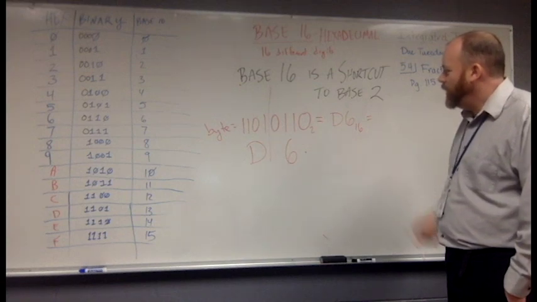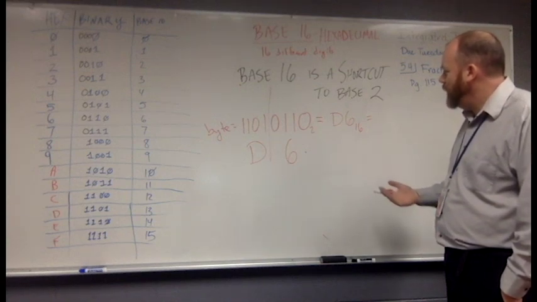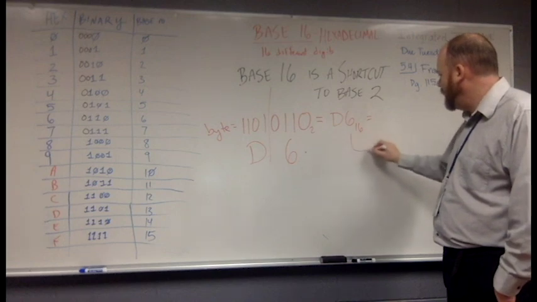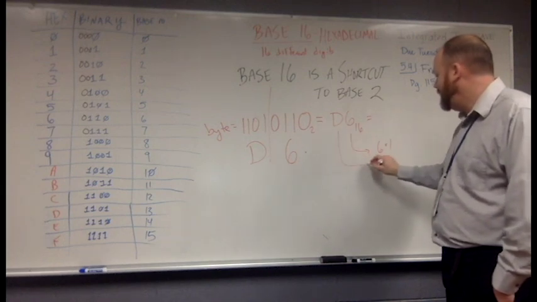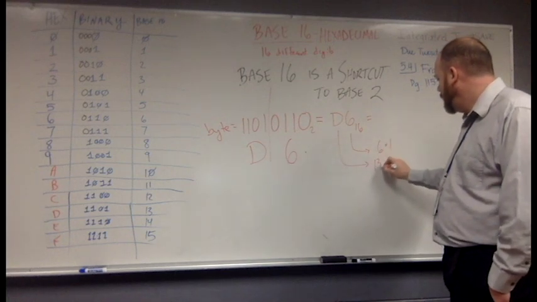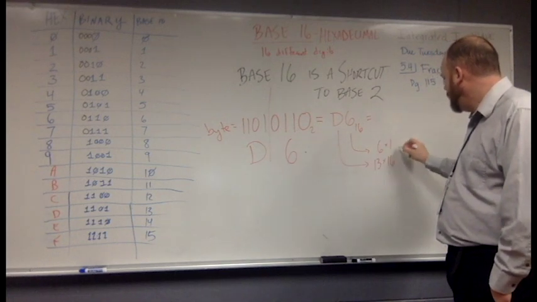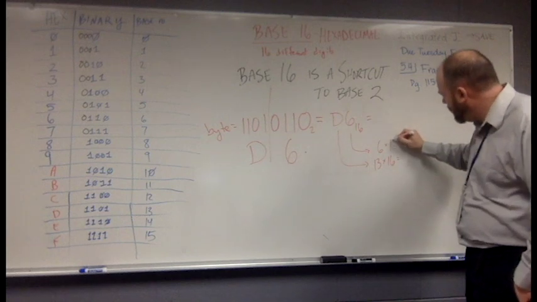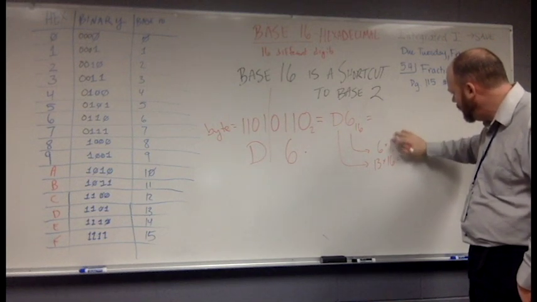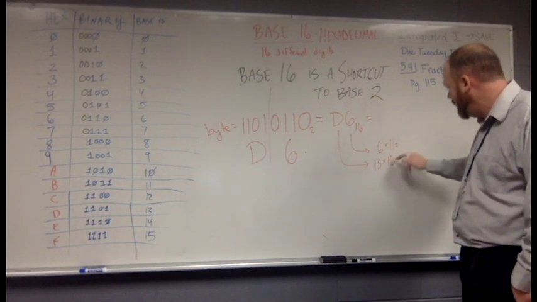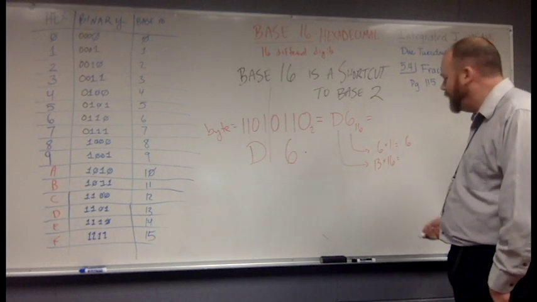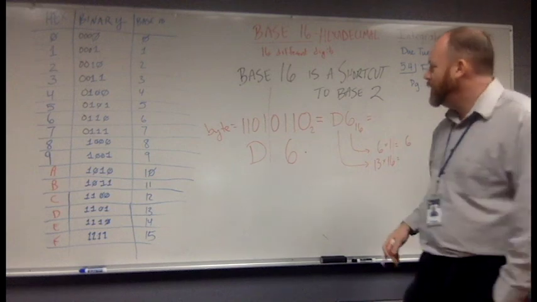And so then you could say to yourself, well, I can do two things. I can do 6 times 1 and D, which is 13, times 16, and I can add these things up. Because remember, this is 16 to the 0th, which is 1, and this is 16 to the first power, which is 16. And so I can say 6 plus whatever 13 times 16 is. But I don't want to do all that.